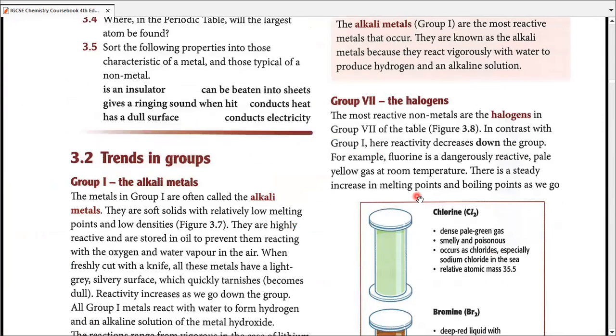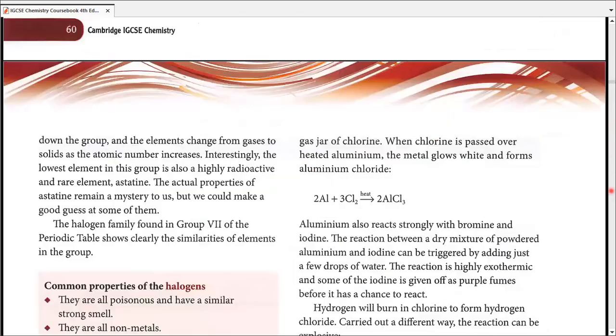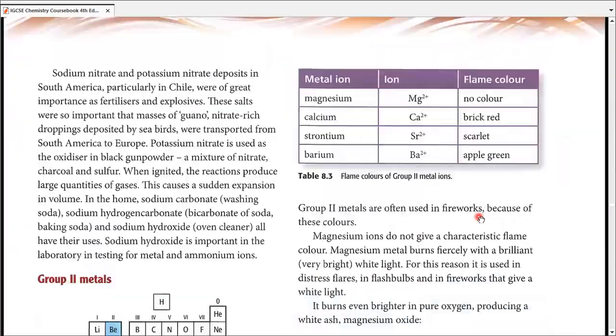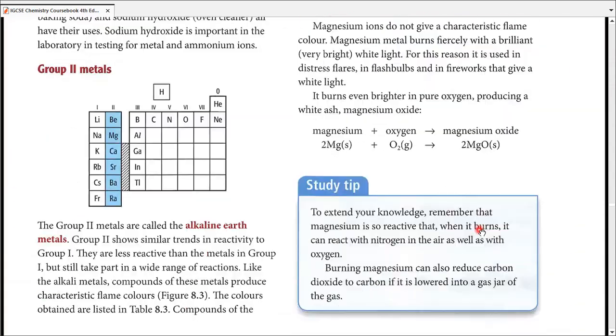This is group 1, alkali metals. As soon as it ends, the book starts with group 7, the halogens. The book does not take time to explain group 2, which is a part of IGCSE and from which questions are usually asked. Now, they did the same thing in chapter 8. So for group 2, we're not going to study it from chapter 3, we're going to study it from chapter 8. So I'm going to go a little bit forward and take it out of chapter number 8. There you go.